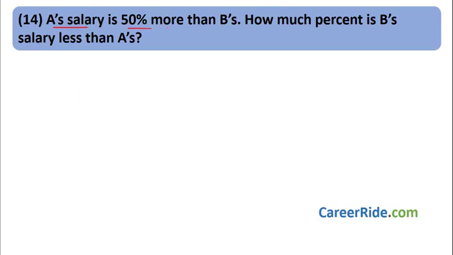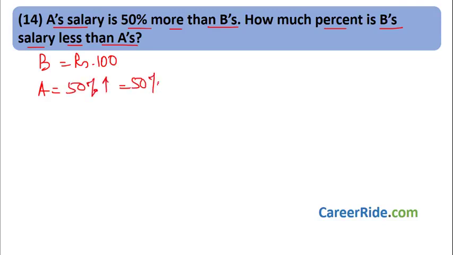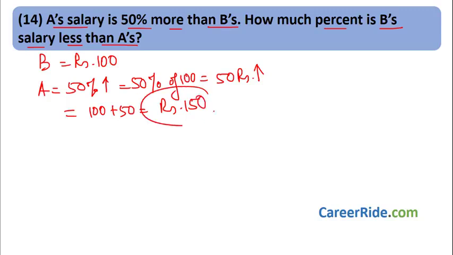A's salary is 50% more than B's. How much percent is B's salary less than A's? Again, we do not know the salary, so let us assume that B's salary is rupees 100. What is A's salary? 50% more. That is 50% of 100, that is nothing but 50 rupees more. That would be 100 plus 50 rupees, that would be rupees 150. So salary of A is 150 rupees, salary of B is 100 rupees.